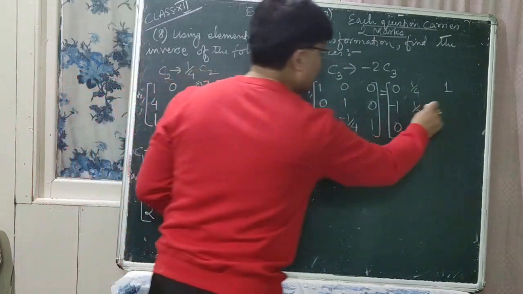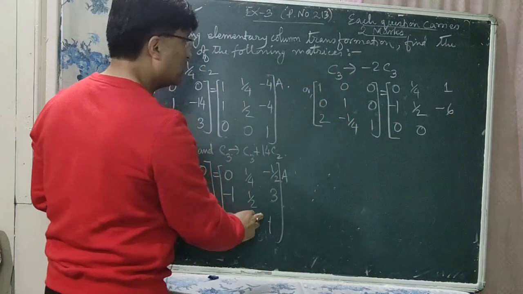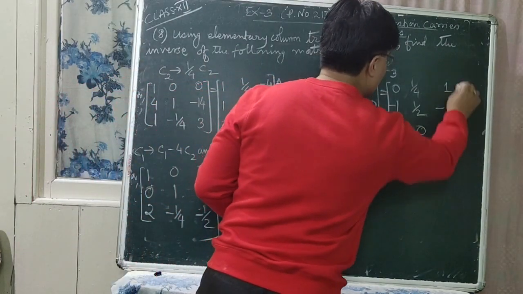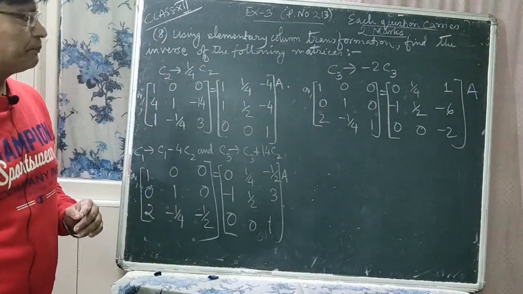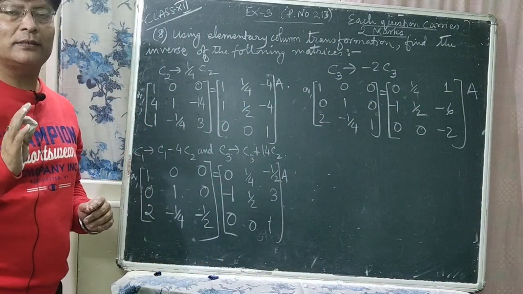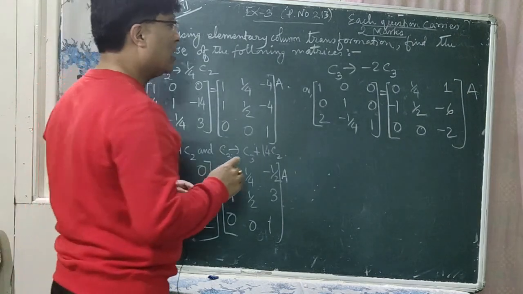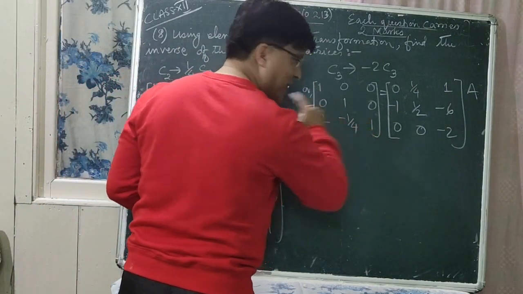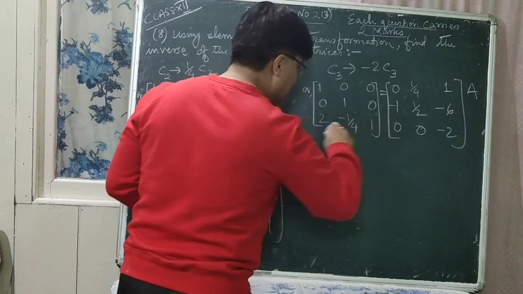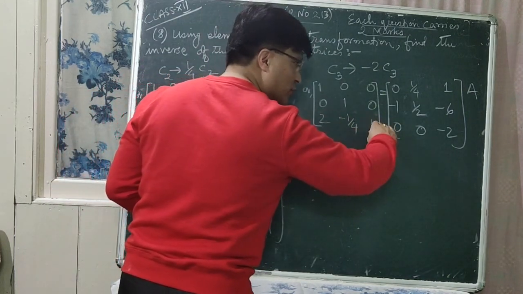3 into minus 2 is minus 6. Then 1 into minus 2 is minus 2, right? And you should write here A. So I think you have understood it. Now we have made the third element of the leading diagonal 1. And you should make this 2 and minus 4 into 0, 0.